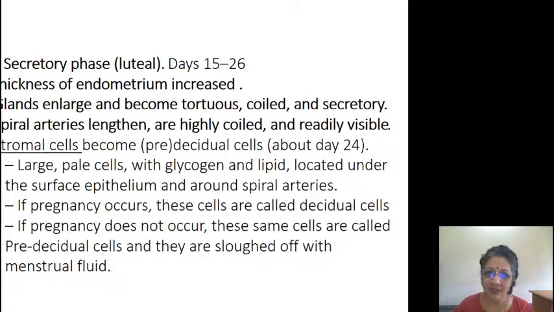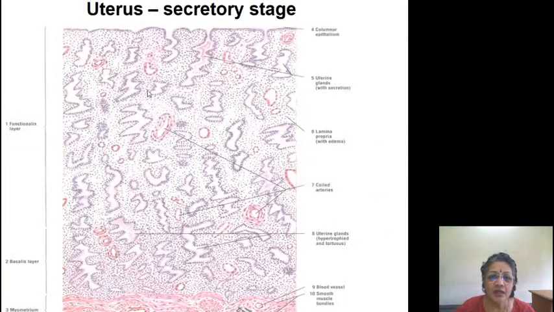They won't stain very well with HE. So if you do a glycogen stain, they become very easy to see. Remember, they are called predecidual cells unless a pregnancy happens, in which case we will call them decidual cells, and they will be retained and they will contribute towards the fertilized ovum. So this is what we meant by saw-toothed appearance, right?